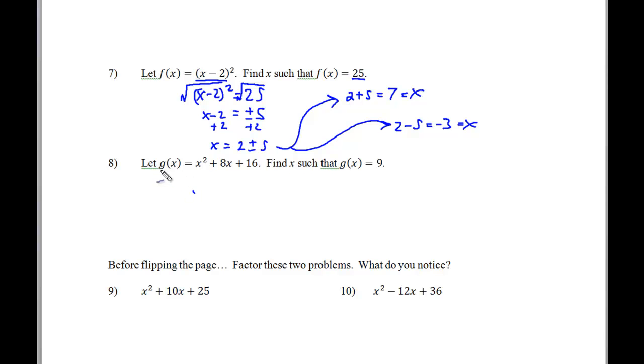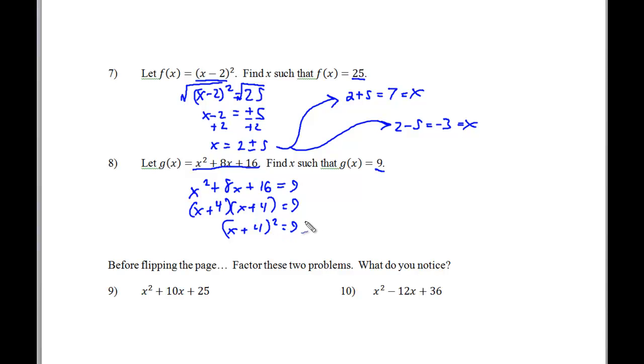Now the same thing goes for problem number 8. We are saying if g of x is equal to this trinomial and g of x is equal to 9, then the trinomial is equal to 9. Now, it's important to see that this trinomial here can be factored. Two numbers that multiply to make 16 and add to make 8 are 4 and 4. So that means I have x plus 4 quantity squared equals 9.